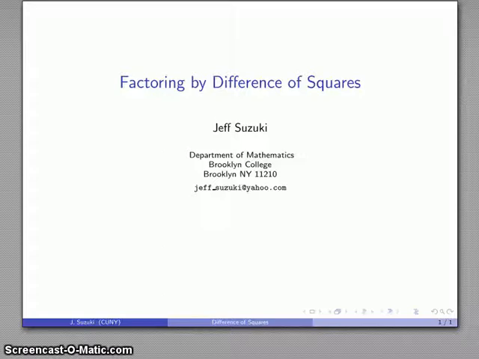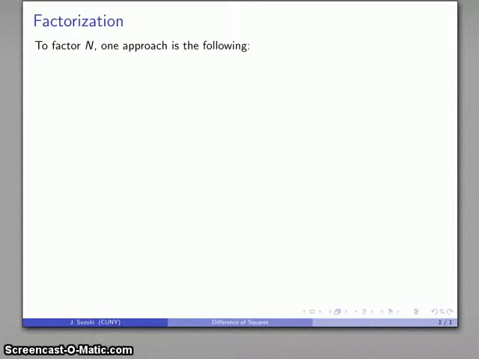All right, let's take a look at a couple of different methods of factoring, and one of the most important methods of factoring is based on the difference of squares. And one approach is the following. If I want to factor some large number n, I can try to find a perfect square, b squared, where if I add n and b squared, I get another perfect square.